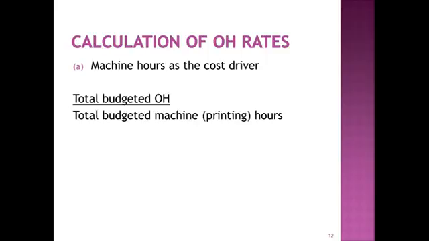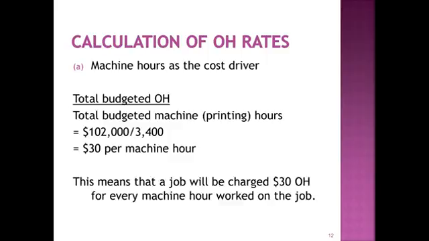If we go to B, machine hours as the cost driver, total budgeted overhead divided by the total budgeted machine or printing hours. So $102,000 is our total budgeted overhead divided by 3,400, which is our total budgeted printing or machine hours. The total budget overhead rate using machine hours as our cost driver is $30 per machine hour. This means that a job will be charged $30 overhead for every machine hour worked on the job.